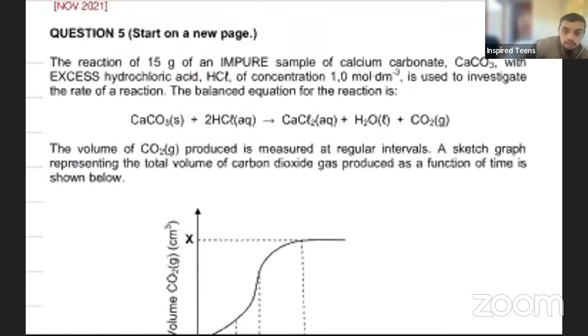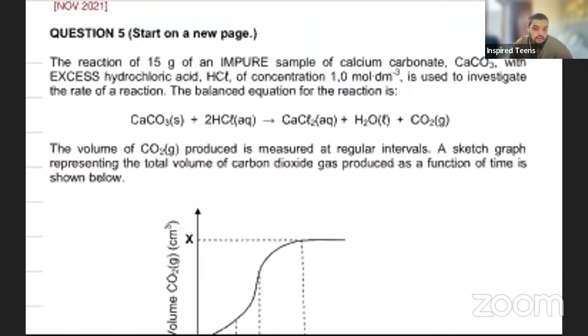Something that is important, however, that we will work with is impure and pure. But the excess, again, is not something that we should be calculating in rate of reaction. Sorry again for the blurry image. I hope that you can still read it decently. So it reacts with this excess hydrochloric acid with concentration 1 and is used to investigate, surprise, surprise, the rate of a reaction.